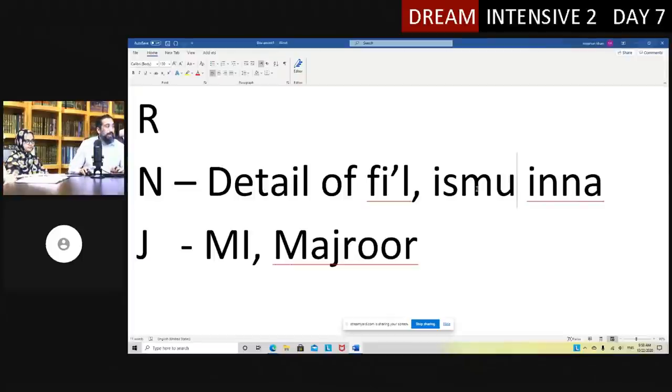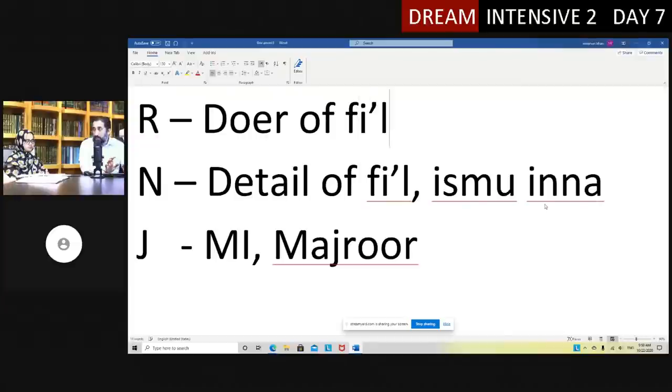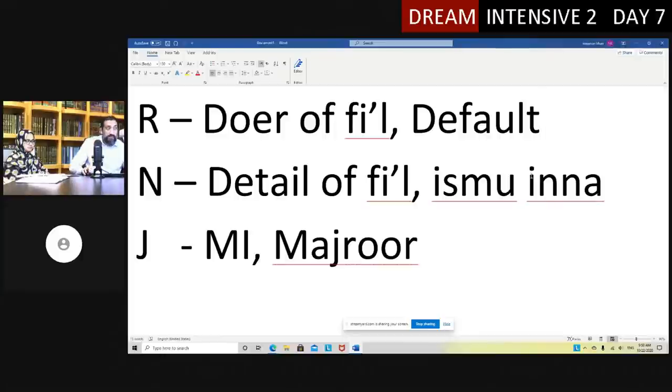Two. And then for rafa, I only so far taught you one reason. What's the one reason? The doer. Yeah, it's the doer of the fi'l. That's what I taught you so far. I'm going to add a new one here. I'm going to call it default. Okay, so that's something I never said before. Rafa is also what? Default.